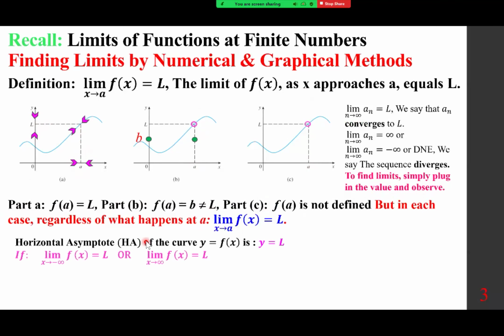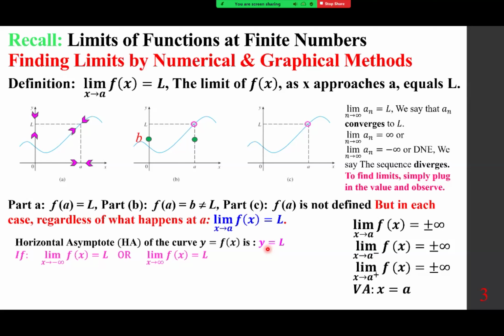Horizontal asymptotes have a definition that the limit of f of x as x approaches either negative infinity or positive infinity is L. That means y equals L is the horizontal asymptote. The VA, or vertical asymptotes: the limit of f of x as x approaches a, or a from the left or a from the right, is either negative or positive infinity, which gives rise to the equation x equals a being the VA or vertical asymptote.